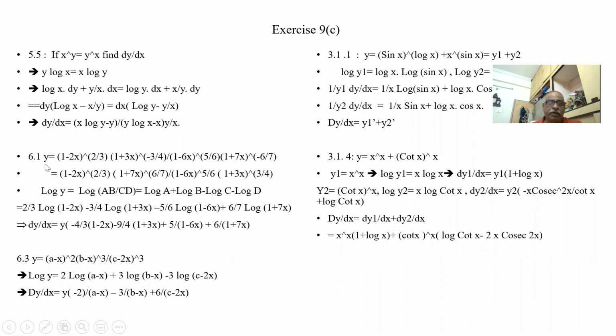Okay, let us see. Y is given as x to the power of 2 by 3, into (1 minus 2x) to the power of minus 3 by 4, divided by (1 plus 3x) to the power of 5 by 6, divided by (1 plus 7x) to the power of minus. So such products are there. It is almost like A into B by C into D, AB by CD. So we can do it in the u by v formula also. It will be very large. So we'll use logarithmic method.